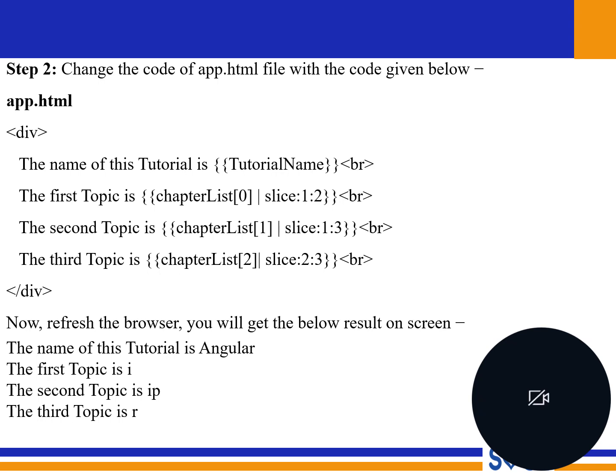You have to slice here. For the first one you have to give slice 1:2. For the second topic you have to give slice 1:3. The third topic is slice 2:3. So that letter alone comes as the output.